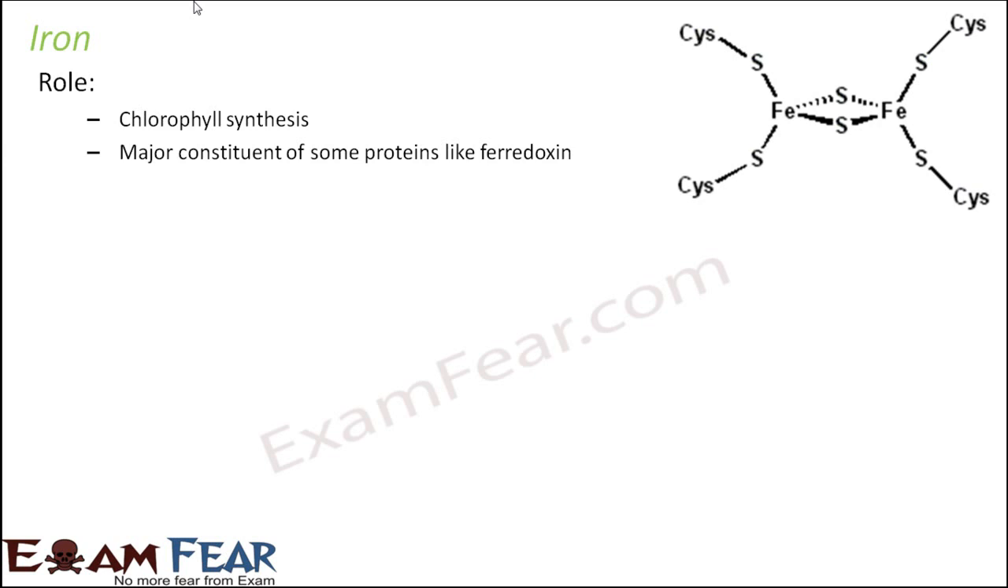It is also a major constituent of some proteins like ferredoxin, and these proteins help in electron transfer in many metabolic reactions which take place inside a plant. Now, when we talk about the source of iron, from where do we get it? It is absorbed as ferric iron, that is Fe3+, from the soil.